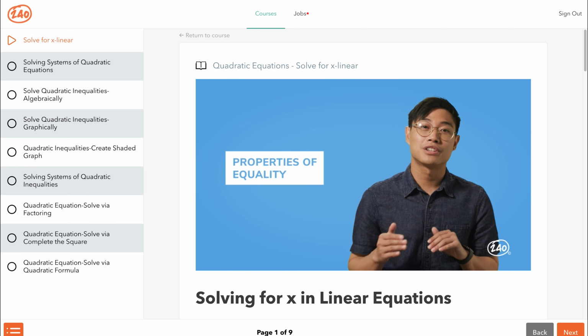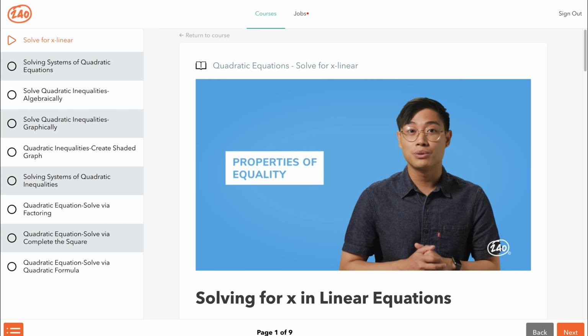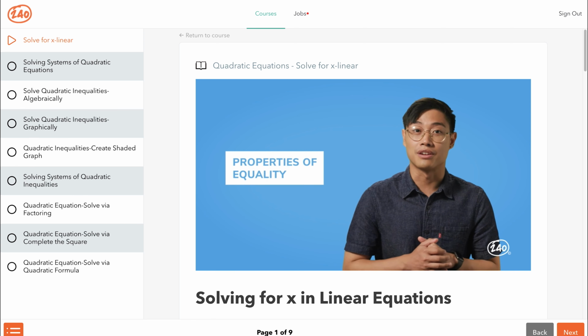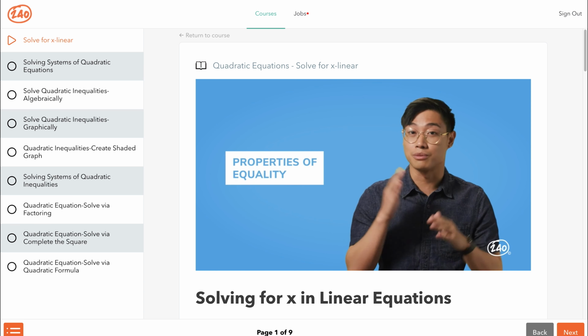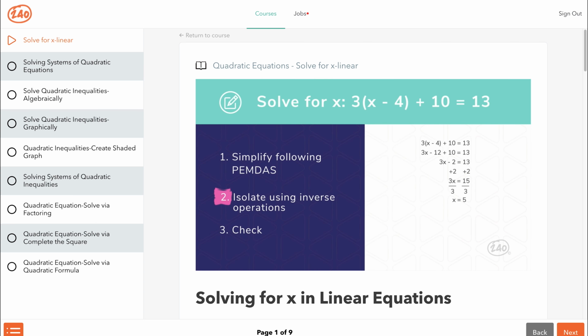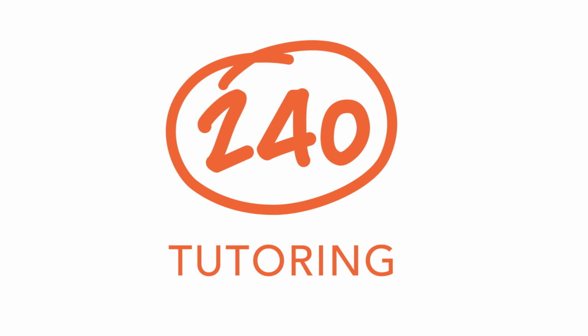Remember, according to the properties of equality, the 2 expressions remain equal to each other as long as you do the same thing to both sides. Last, check the solution in the original equation by using substitution. Make sure to use parentheses to avoid sign issues. Then simplify. Since both sides simplify to the same value, 13, the value of x we found is correct.